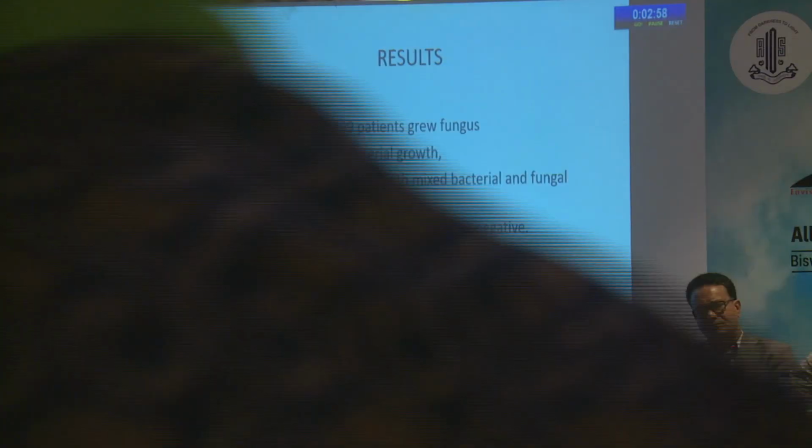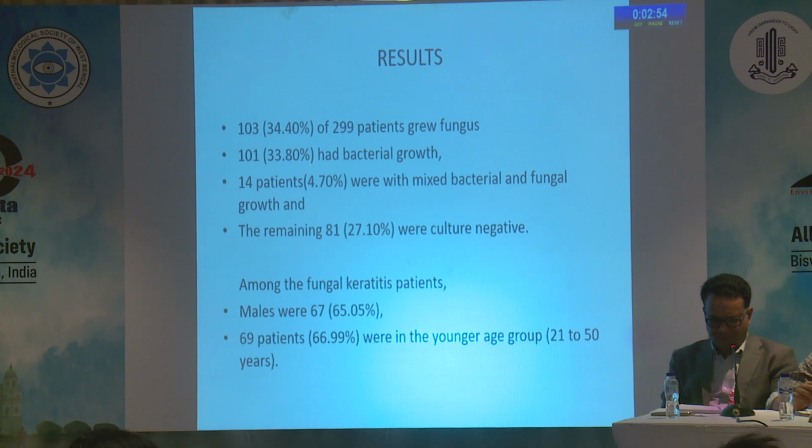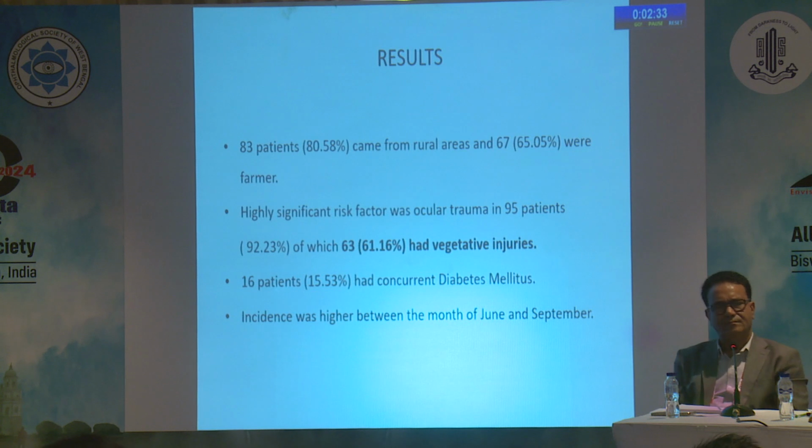And out of 299 patients, 103 cases were found to be of fungal etiology, 101 were of bacterial etiology, and 14 were of mixed bacterial and fungal growth. The remaining 81 patients were culture negative. Among the fungal keratitis, males were 67, that was 65.05%, and 66.99% were of the younger age group, that is 21 to 50 years.